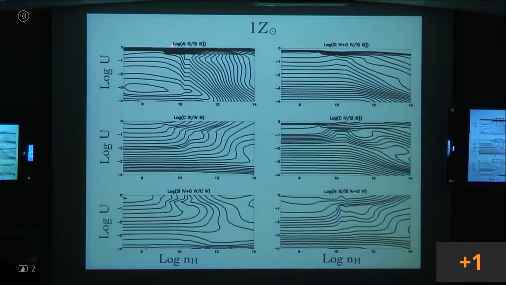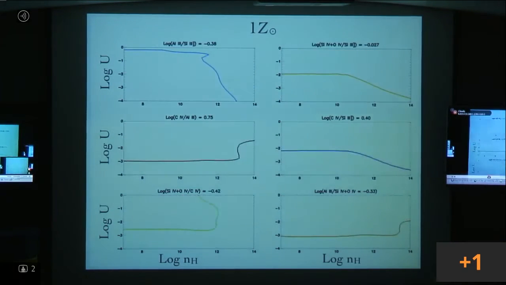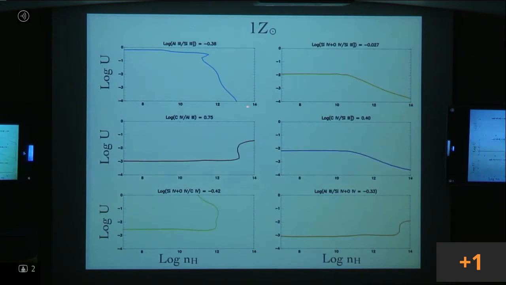Here we have several ratios. This, for example, is aluminum 3 over silicon 3. This is carbon 3 over aluminum 3. This is silicon 4 over carbon 4, and so on. And, well, as I already told you, with the line intensities, we did these ratios, and we choose the isocontour which belongs to the value. For example, for aluminum 3 over silicon 3, the logarithm value is minus 0.36. So this is the contour that belongs to this value, and so on for the other line ratios.